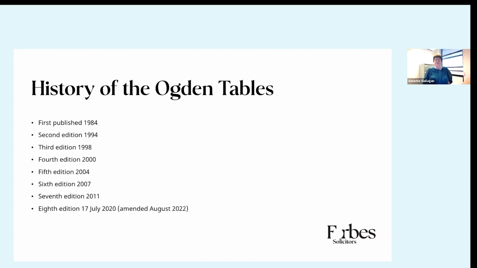In the second edition, for example, that was the first time they brought out the tables for contingencies other than mortality rates. They have changed over the years, and they've expanded on the explanatory notes to make them more helpful. And of course, they've updated the figures in terms of life expectancy.